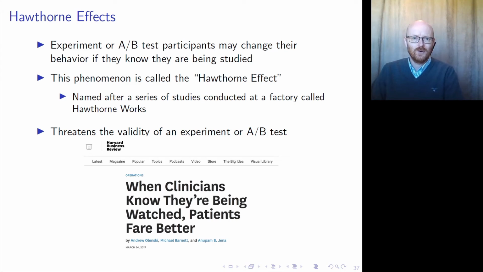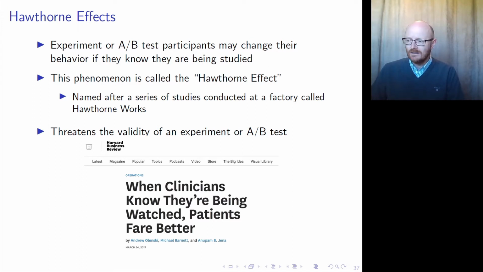We are now looking into Hawthorne effects. These are effects which come about because the participants in a study know that they are in a study, and they also know that they are observed in this study. So for example, when clinicians know they're being watched, patients fare better. If the doctor knows that someone is observing him or her, then the patient gets better treatment.